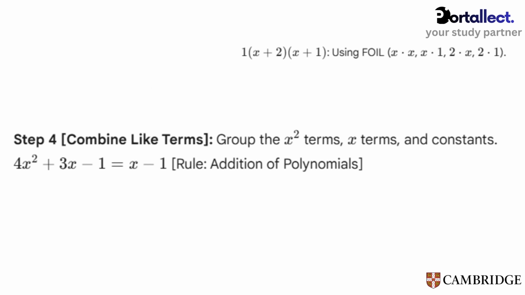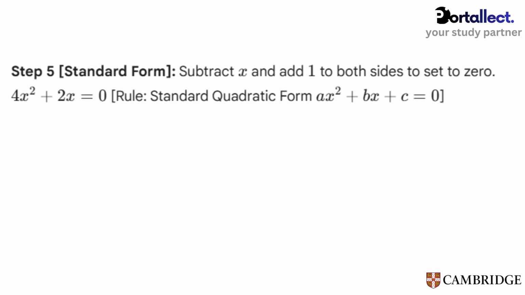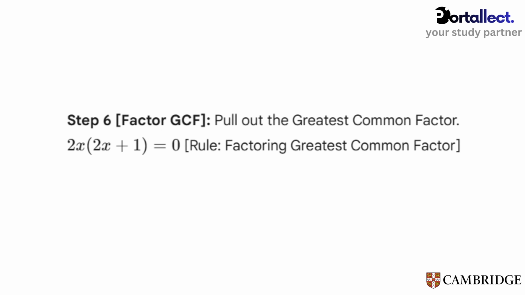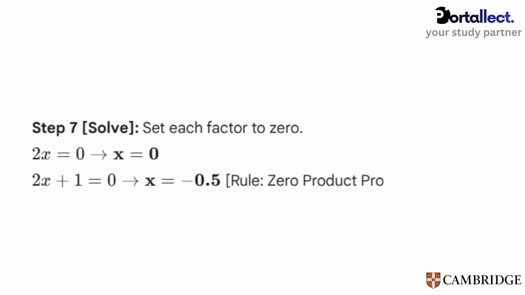Next, we combine our like terms on the left to get 4x squared plus 3x minus 1 equals x minus 1. To solve, we move everything to the left side, which simplifies the equation down to 4x squared plus 2x equals 0. Finally, we factor out the greatest common factor, 2x, giving us 2x times (2x + 1). Setting each part to 0, we find our two final solutions, x equals 0 and x equals -0.5.